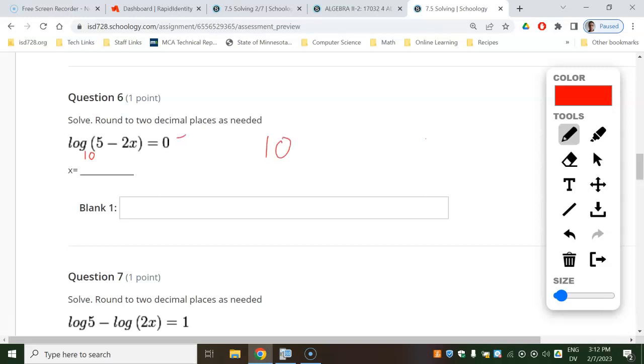Since log means find exponent, there's our exponent. So in the other form, we have a base of 10, exponent of 0, equals our value of 5 minus 2x. Right, now it's just a matter of doing some algebra. 10 to the 0, right?